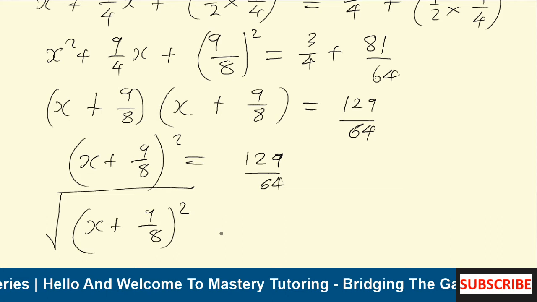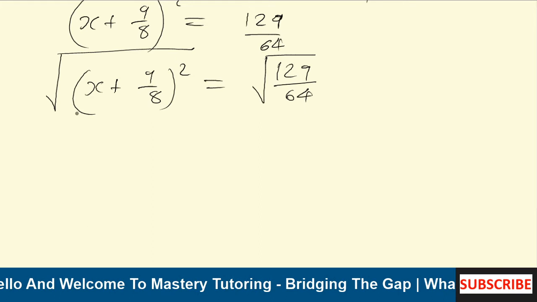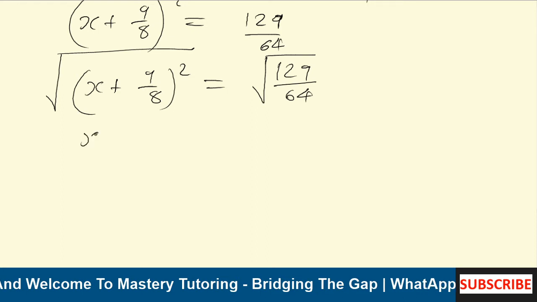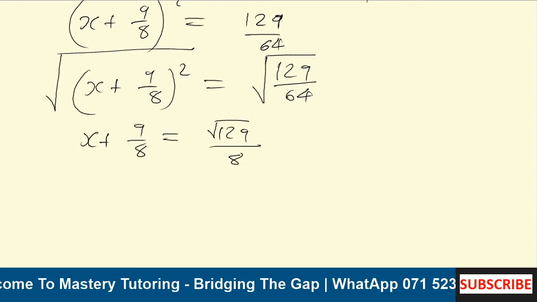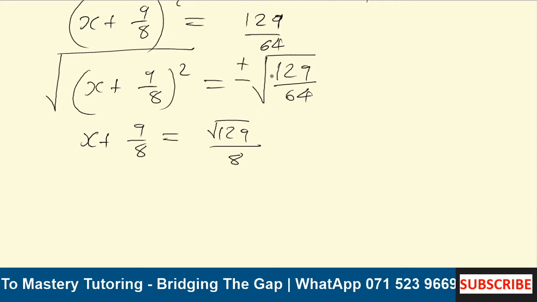This is how our step is going to look. Therefore, this square root sign is going to take off that exponent of 2. Then you're just left with x plus 9 over 8 is equal to square root of 129 over 8. So now this is what happens after we've put the square root sign. And remember, the moment you put a square root sign, you need to put a plus or minus. I almost forgot there. So we need to put that plus or minus here, as well as on this side.